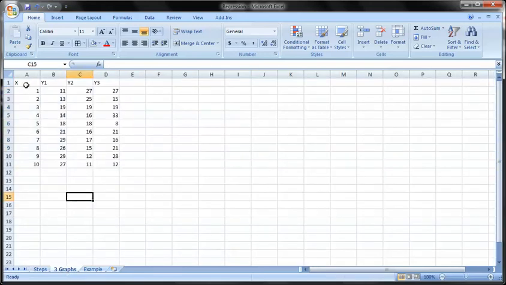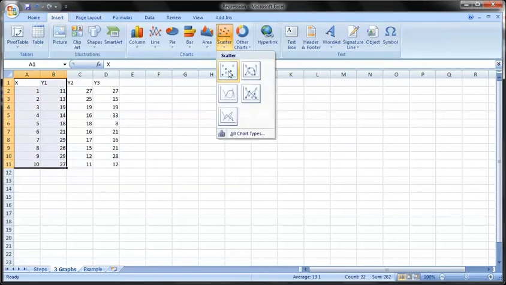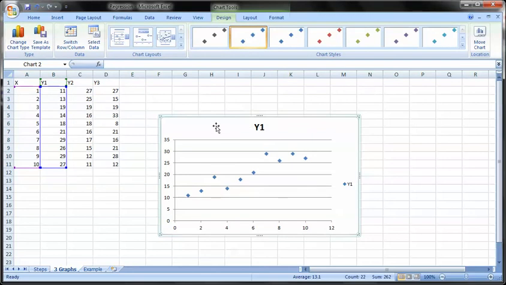And what you see here is I've laid out 3 different graphs, 1 x, 1, 2, 3, 4, 5, 6, 7, 8, 9, 10, and then 3 different y's. And what I'm going to do here is demonstrate how the equations look, how the different r values look with different data. So I'm going to pick the first two, x and y1. I'm going to insert a scatter plot. And I'm just going to pick that one right there.